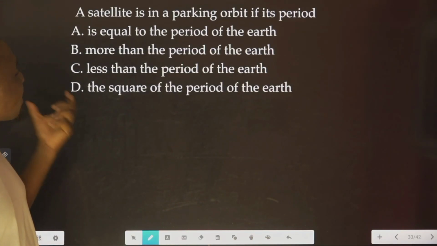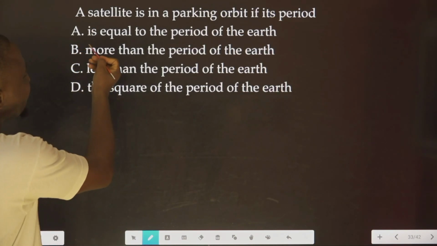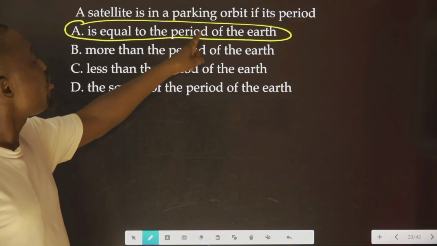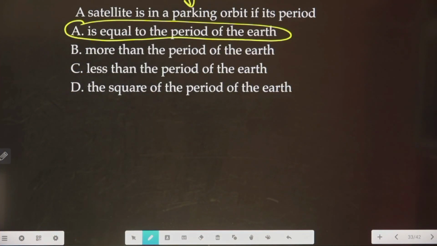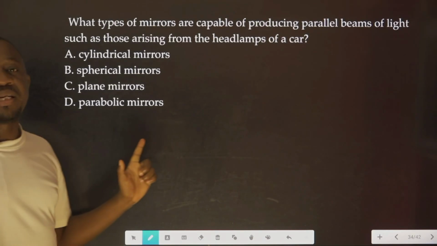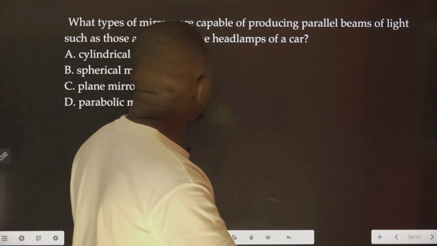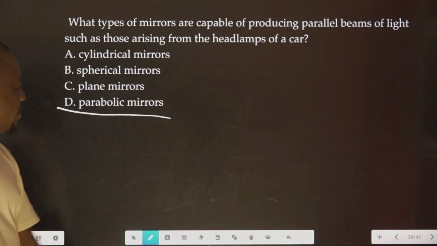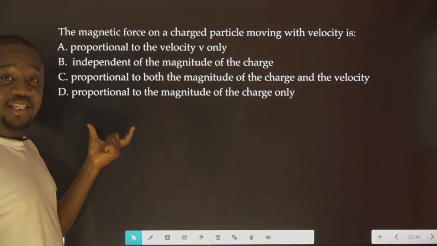It says a satellite is in a parking orbit if its period is what? It's actually this: equal to the period of the Earth. When its period is equal to the period of the Earth, we say it is in a parking orbit. Okay? Let's look at this. It says, what types of mirrors are capable of producing parallel beams of light such as those arising from the headlamp of a car? If you look at this, it is parabolic mirrors. Parabolic mirrors. Let's look at this question.